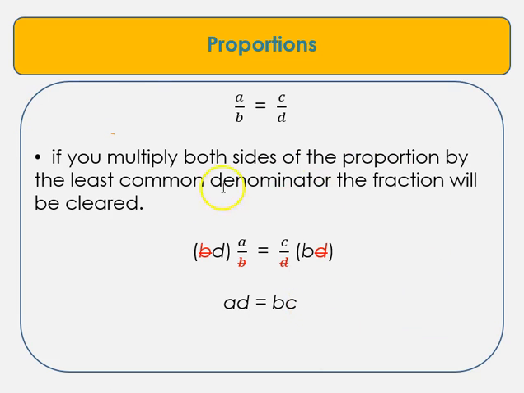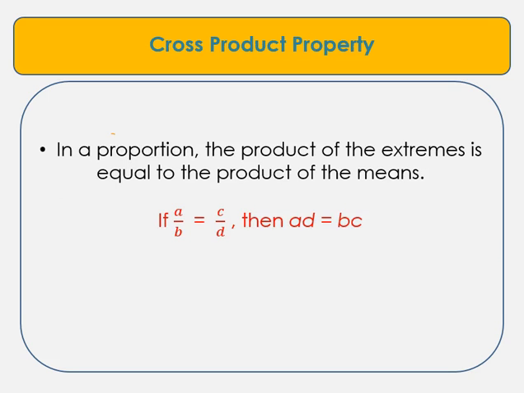And this is very important for what we'll be doing. These are basically known as cross products when you express AD equals BC. You should have in your notes that A over B equals C over D, and then have an arrow and put AD equals BC. Use that when you're working these problems. So this leads us to the cross product property, and this property is exactly what you should have in your notes. In a proportion, the product of the extremes is equal to the product of the means.